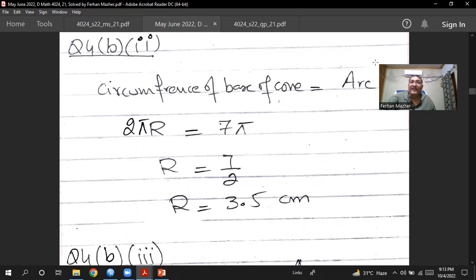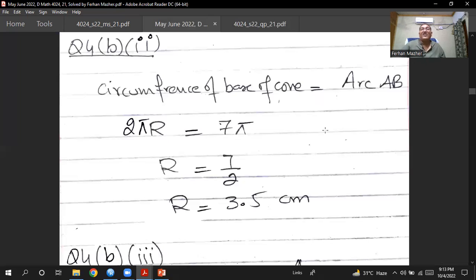This is a very important point: when you join the straight edges of the sector to make a cone, the circumference of the base of that cone is equal to the arc length of that sector. So the arc length of that sector is 7 pi. The circumference of the base of the cone will be 2 pi r.